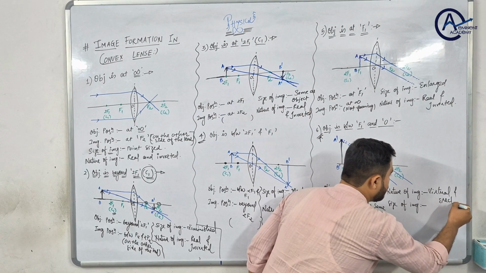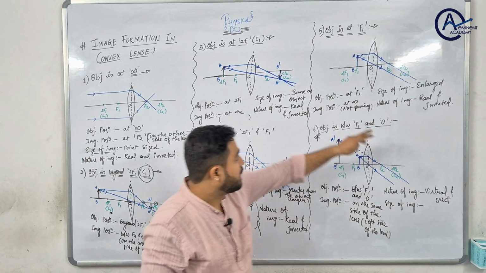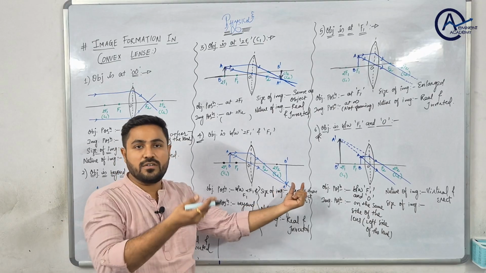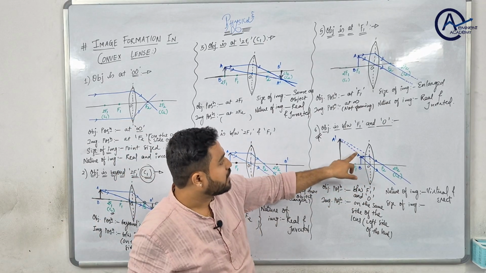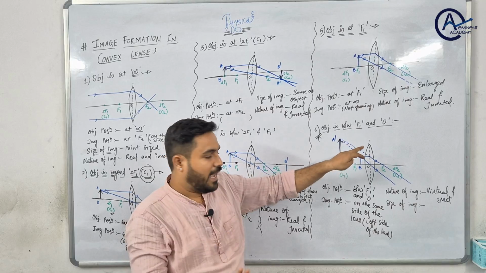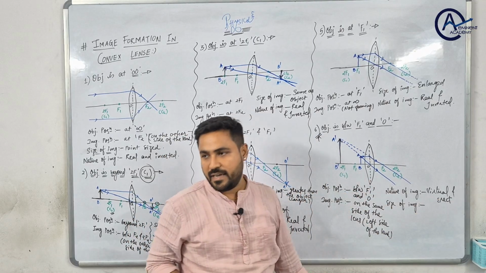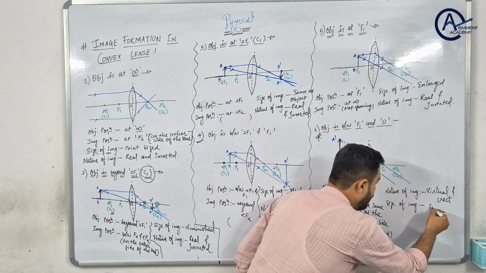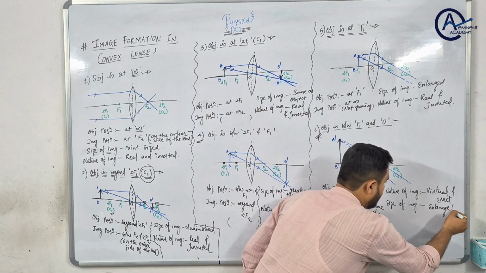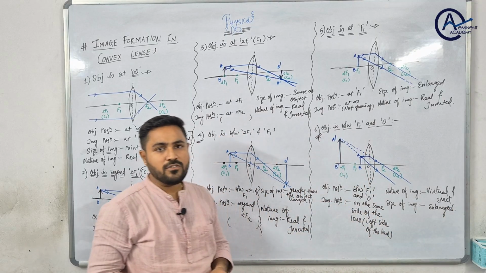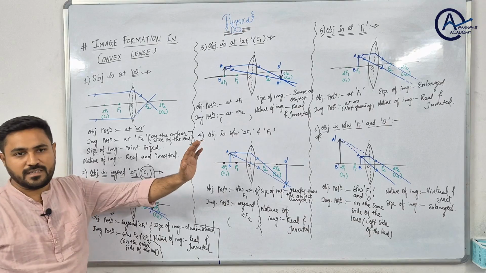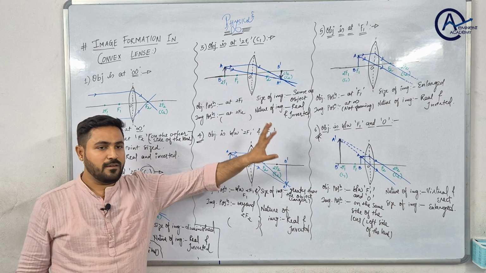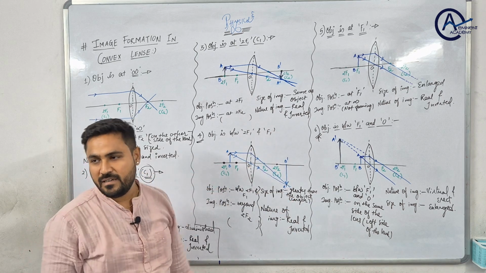Why is it virtual? Because the rays are not actually meeting. In all the other five cases the rays actually meet and we can get the image on the screen, but here we are not actually getting the image. That's why it is virtual and erect. The size of the image, we can see here, is again enlarged. So these are the six different cases, depending on the position of the object and the nature, size and position of the image. I hope you have understood clearly.